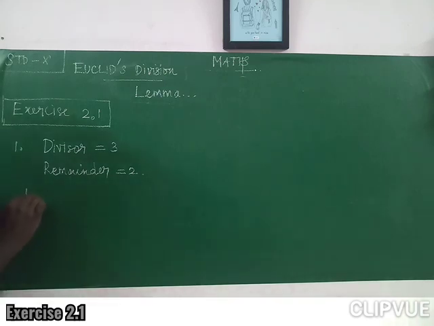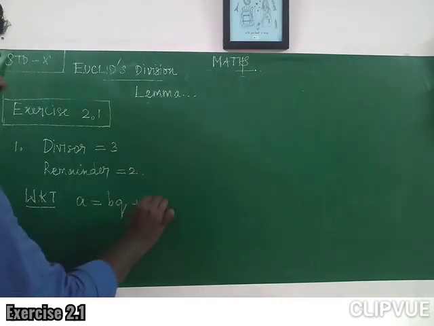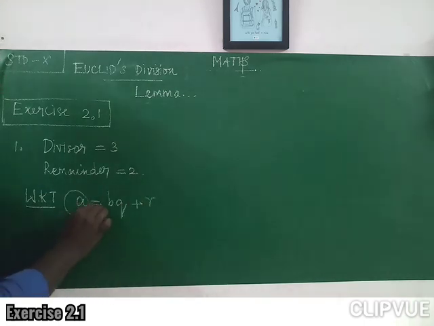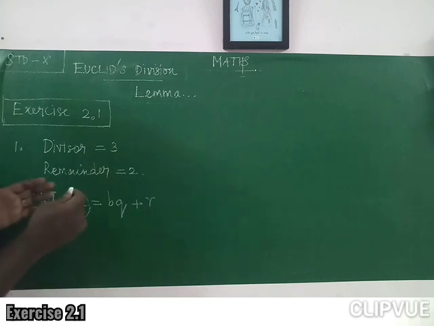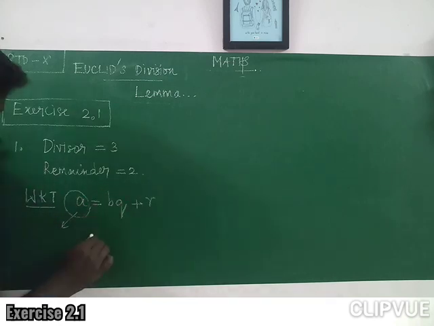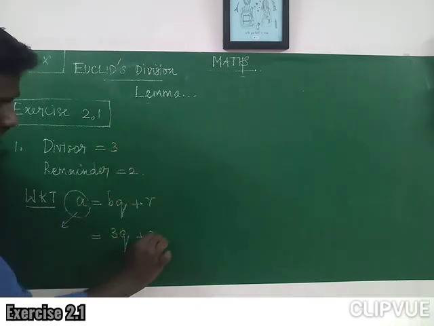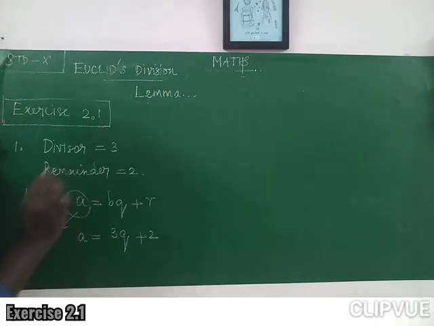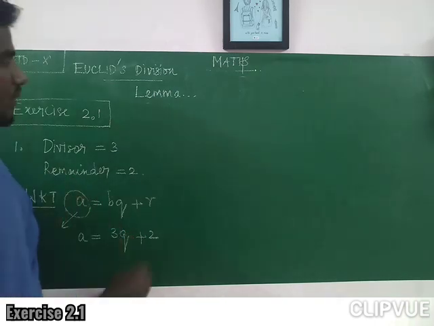We know Euclid's division lemma: a equals bq plus r. We are going to find the positive integers. So we just replace the value of b. What is the divisor b? That is 3. So a equals 3q plus 2. We are going to find a. What is the q value?